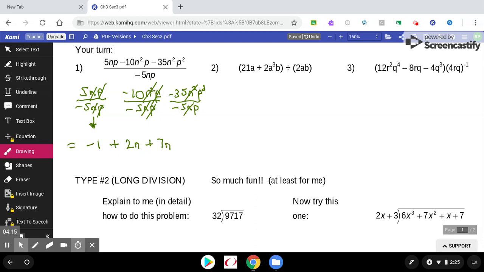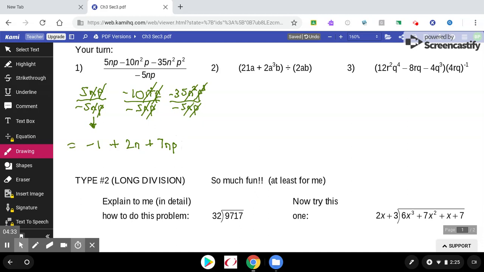Subtract the exponents, I'm left with 1 n. 2 p's and 1 p. Subtract the exponents, I've got 1 p left. And that's it. So again, I don't think these are too bad. You can skip or look down a little bit. Type 2 says long division. Those guys are kind of tough, but these ones aren't so bad.